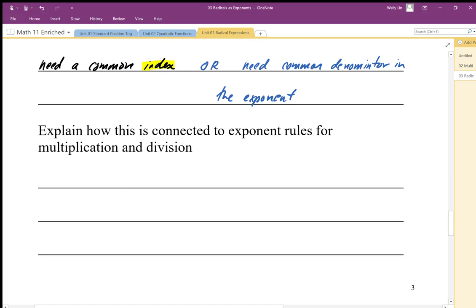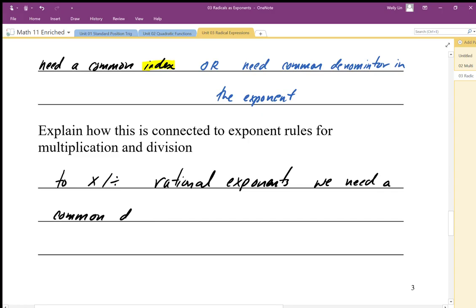Okay? So this is how this relates to exponent rules for multiplication and division. To multiply and divide exponents, or I should clarify this, multiply and divide rational exponents, we need a common denominator. That's kind of what we were alluding to up here.